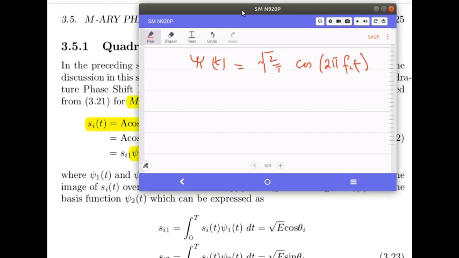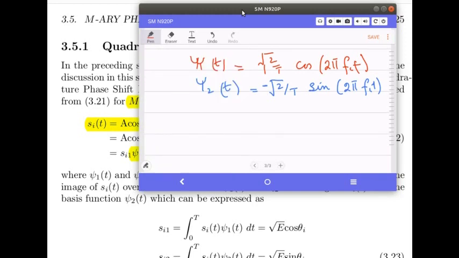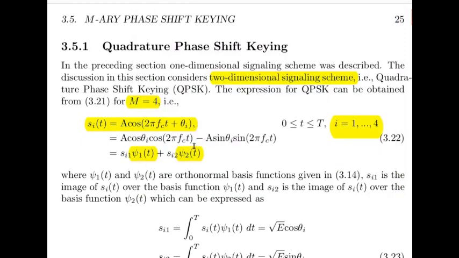Similarly, psi 2 of t, if you go back to my previous videos, we learned that psi 2 of t is equal to negative sine of 2 pi fct. We put a negative sign over here, and I told you that we will come to know about the importance of this negative sign later on. In QPSK it will be very clear what the importance of this negative sign is. If this negative sign is absorbed in psi 2 of t, you can represent this difference as a summation, so it is actually the sum of psi 1 and psi 2. This is what we get by putting that negative sign there.